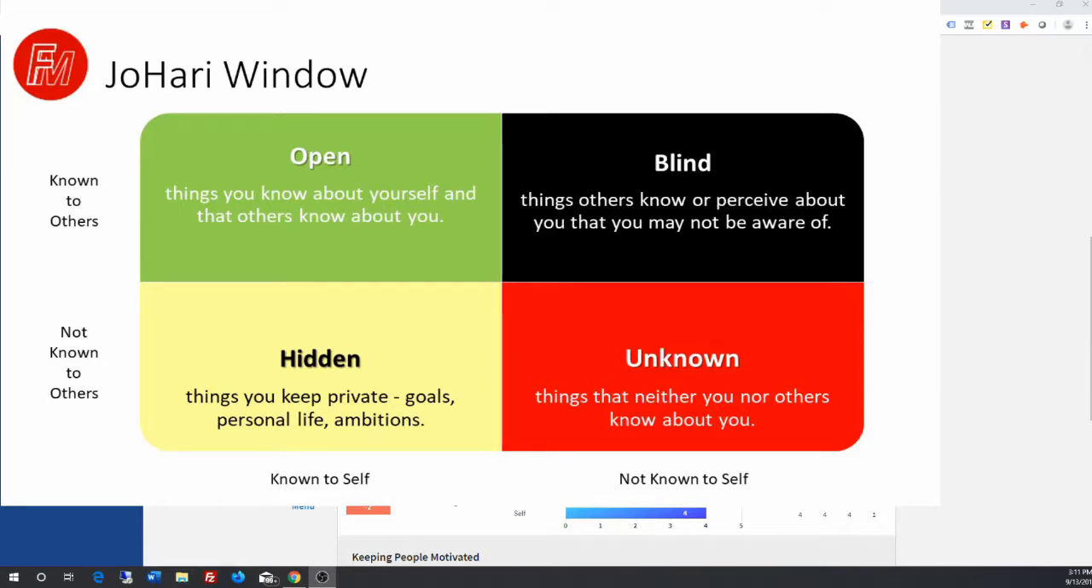So the open section is really analogous to areas where the self-assessment and the ratings of all others are congruent. There's not a lot of difference between those scores. And that could be either high or low. Perhaps the individual knows they're not super effective at a particular behavior, and all others agree the individual's not effective at that behavior. So there's some congruence there. And then conversely, on the high end, there's agreement between the self score and all other scores that there's a strength there.